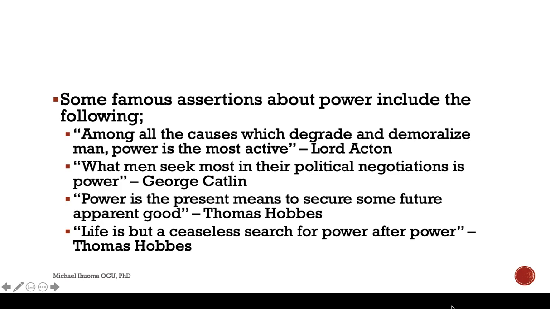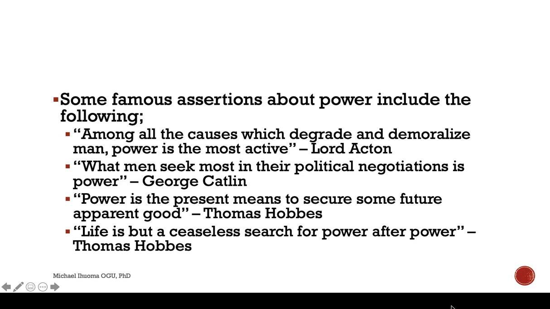Some of the very major or famous assertions about power include the fact that, among all the causes, this was said by Lord Acton, saying among all the causes which degrade and demoralize man, power is the most active. But of course, power can also be a force to elevate and moralize. It can help to boost morale as well. Power is more like a double-edged sword. But Lord Acton intended to look at it or viewed it from a degrading, demoralizing perspective, which of course is not wrong, because that's an opinion as well.